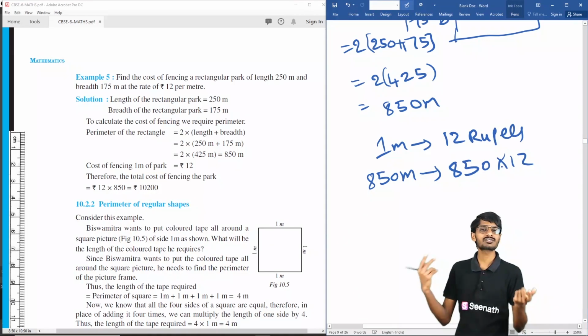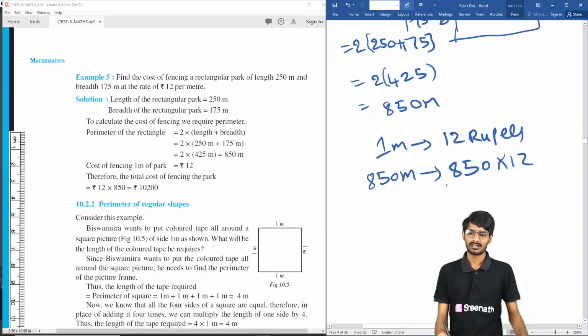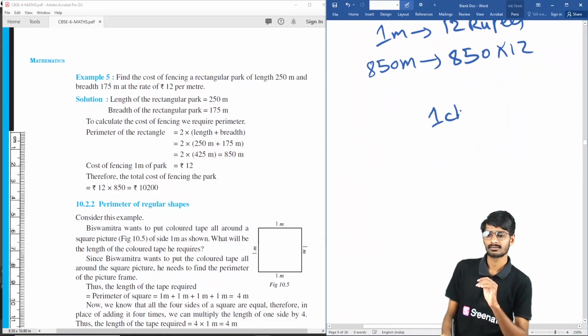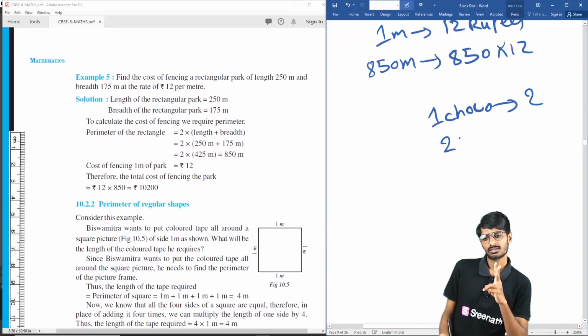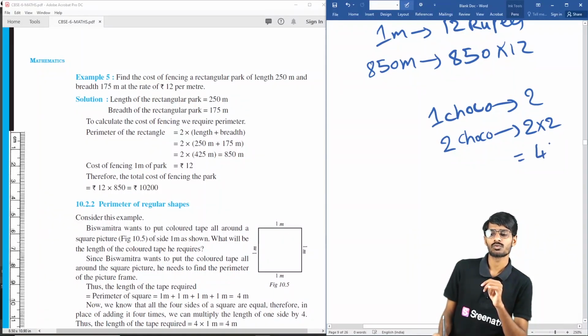So one chocolate is 2 rupees. Friends, I will help you. One chocolate is 2 rupees. Then if you want two chocolates, how much cost you have to pay? It is 4 rupees, no, which is 2 into 2. So which is 4 rupees. Okay, like that only here.